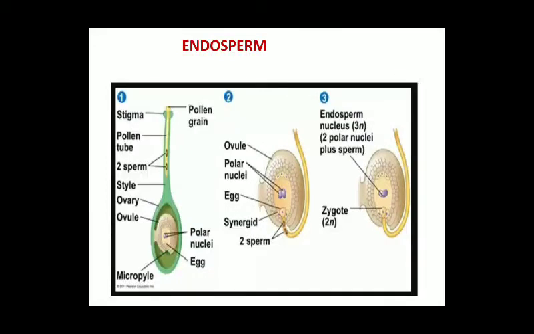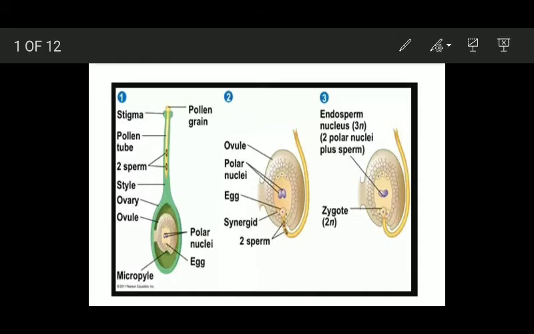Welcome back, my dear students. Today we are going to discuss endosperm. What is endosperm, how it originates, what are the different types of endosperm, and finally what is the role of endosperm in angiosperms. If we remind ourselves, we talked about male gametophyte and female gametophyte.